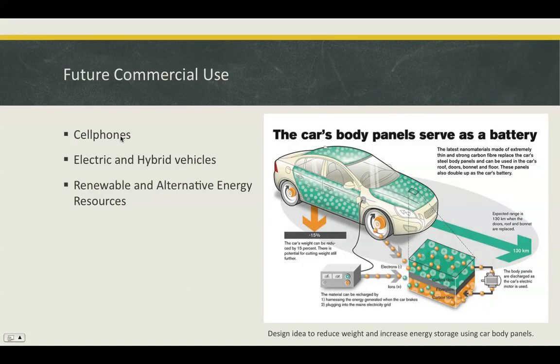These improvements in supercapacitors would be of great benefit implemented in cell phones, electric and hybrid automobiles, and in renewable and alternative energy resources, where the biggest obstacles to overcome are those of efficient energy storage and discharge.